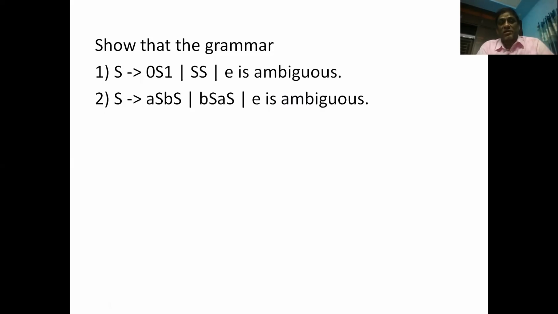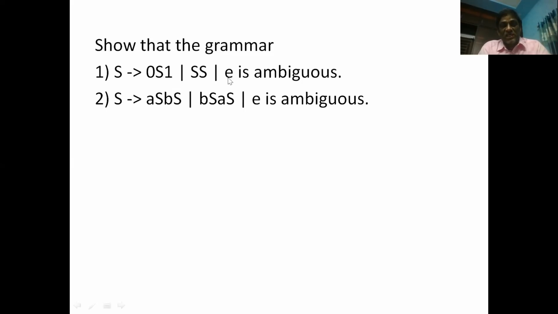And this is an exercise for you. Note down these two examples and try to prove that the grammar is ambiguous. So what is your task? What you need to do to prove any grammar is ambiguous? You need to identify an appropriate string from this grammar so that it produces two different parse trees for deriving from this grammar.